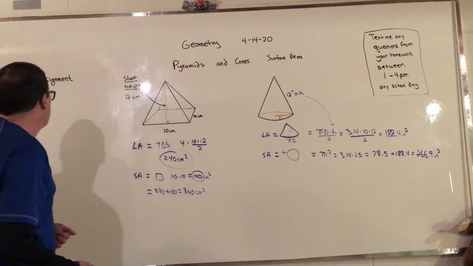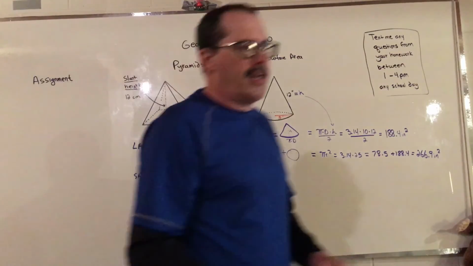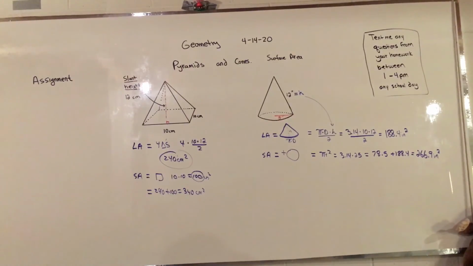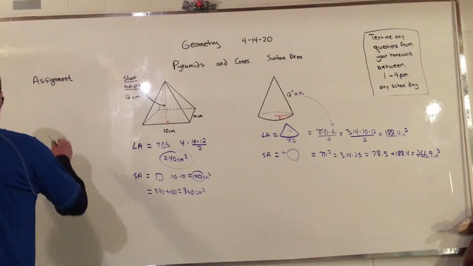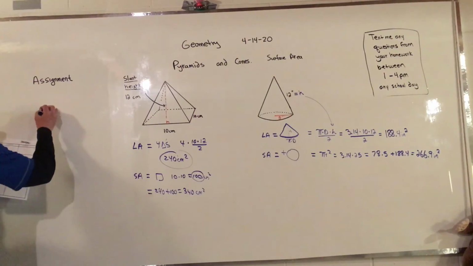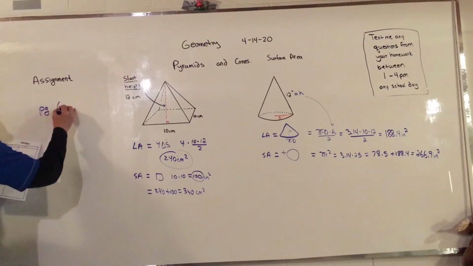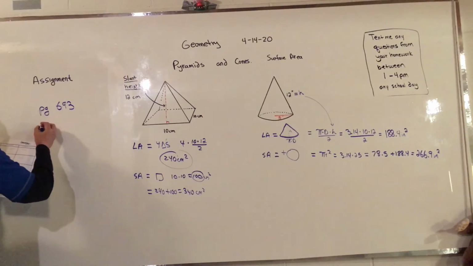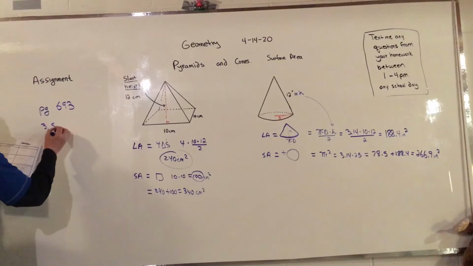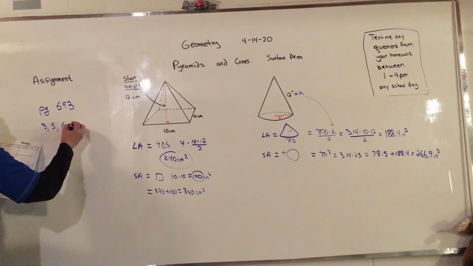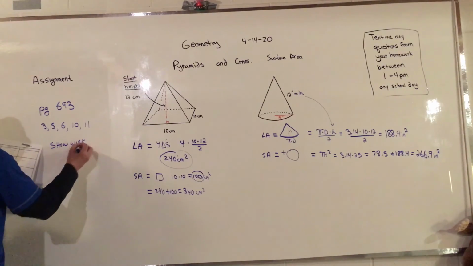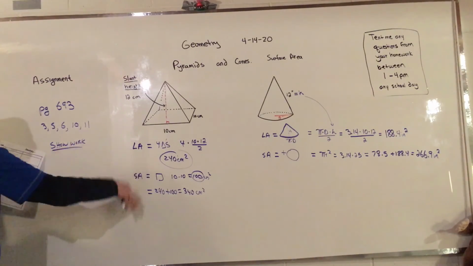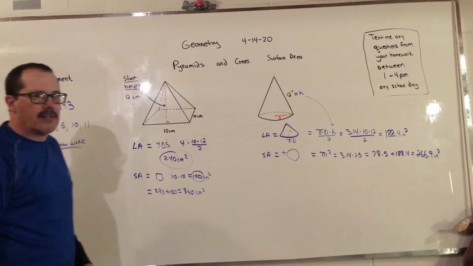Okay, so that's your deal today, and your assignment today is on page 693. I want you to do 3, 5, 6, 10, and 11. And I want you to show your work for that. Don't just put answers down. Show me some work. Doesn't have to be a ton, but show me some work.